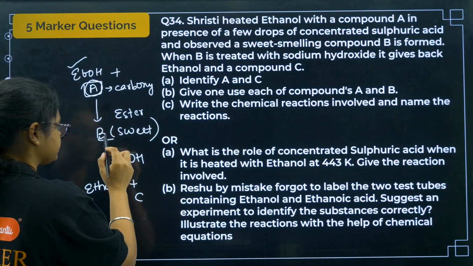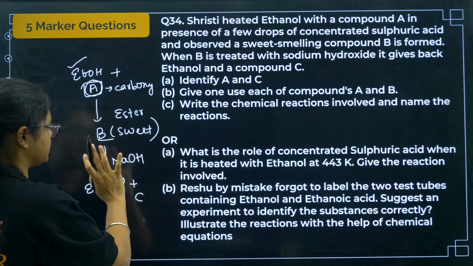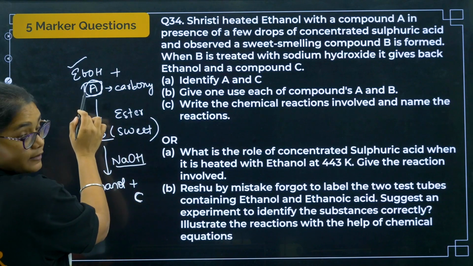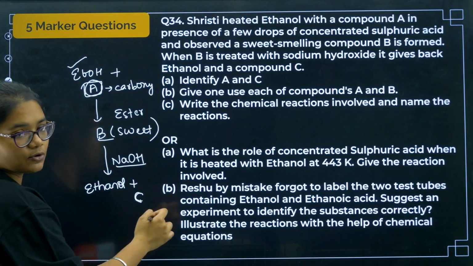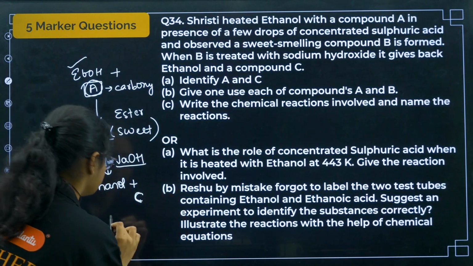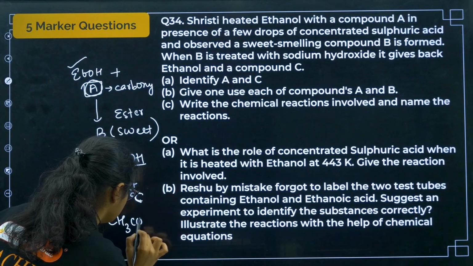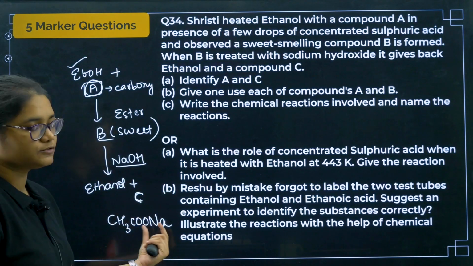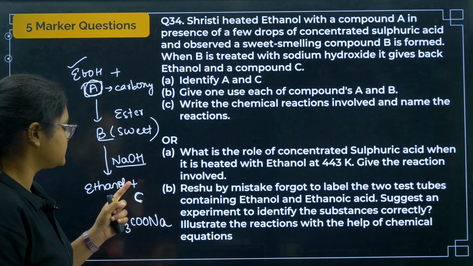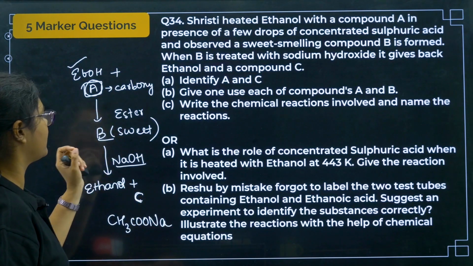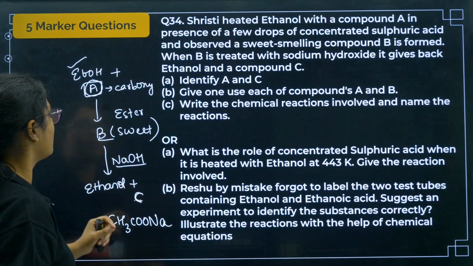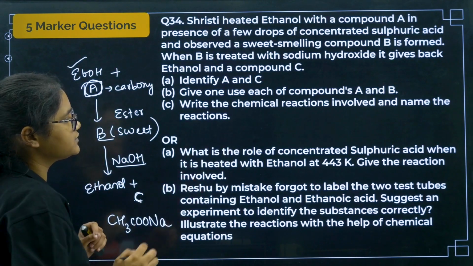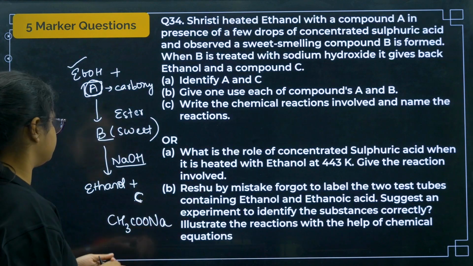Next what happens? B is there, which is an ester formed. After that, when you treat with NaOH, suppose you have written ethanoic acid, here you will get the sodium salt of ethanoic acid, that means CH3COONa. If you have taken propanoic acid, sodium salt of propanoic acid. So C depends on what A you have considered. Okay. Next, give one use of each of A and B.